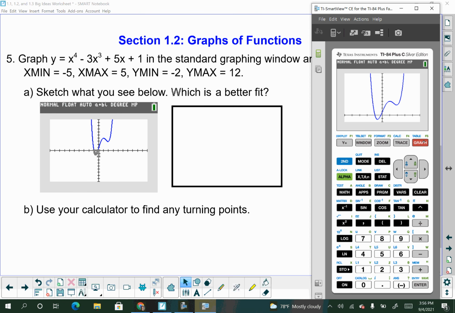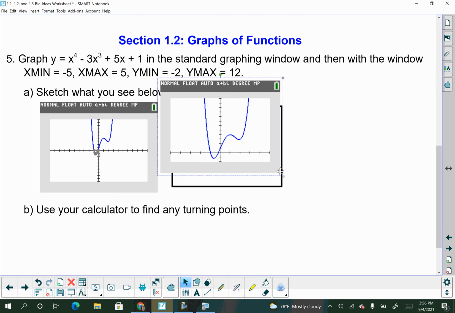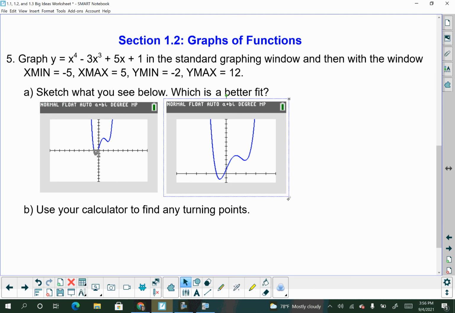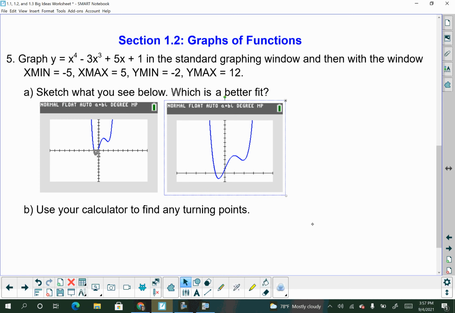And you can see there's the same graph. And we've just got a different zoom window that we're seeing it graphed in. So the question is, which is a better fit? And hopefully you agree with me that the second one gives us a little bit better picture of what's happening at the turning points and whatnot in this function. So I'm going to say graph B, if they're lettered here, is our better fit graph.